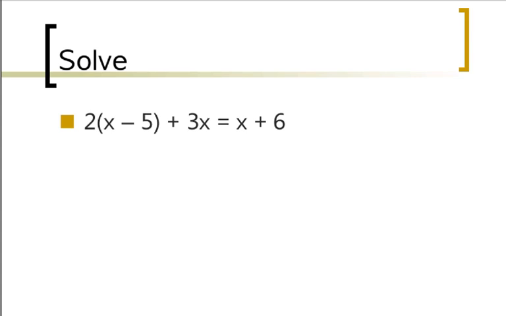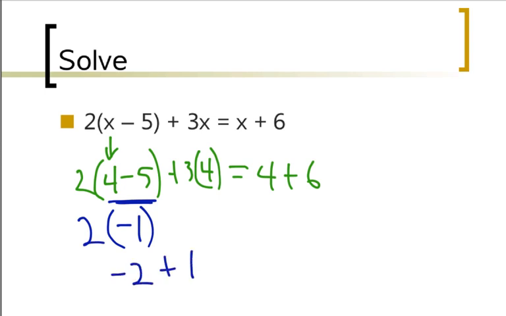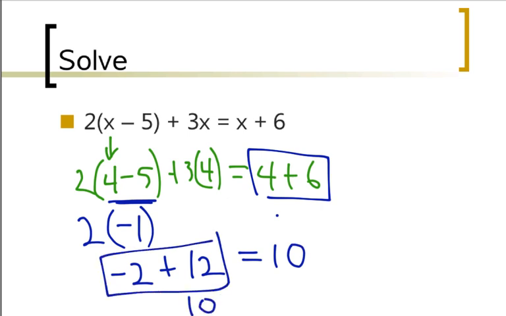Now just to show how that works, let's actually plug it in here. If I had the 4, I plug it in for x minus 5 times the 2 out in front plus 3 times the 4. And that's supposed to equal 4 plus 6. Now, if I take my 4 minus my 5, I'll get negative 1 times my 2 will give me negative 2. Plus 3 times 4 is 12. On the right hand side, 4 plus 6 equals 10. So you can see the left hand side is going to be equal to 10 also, and 10 equals 10.